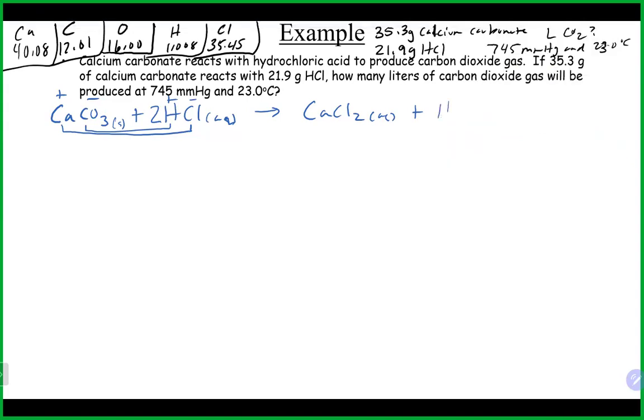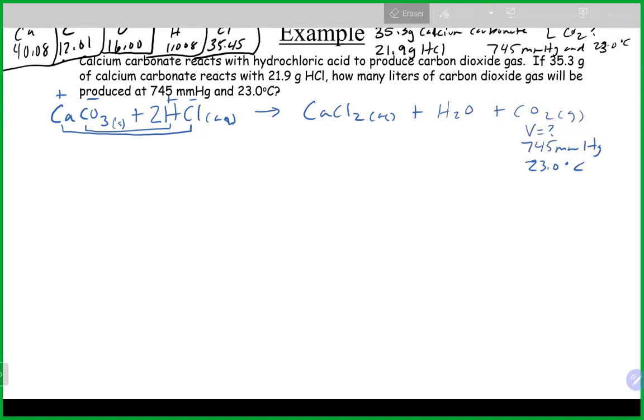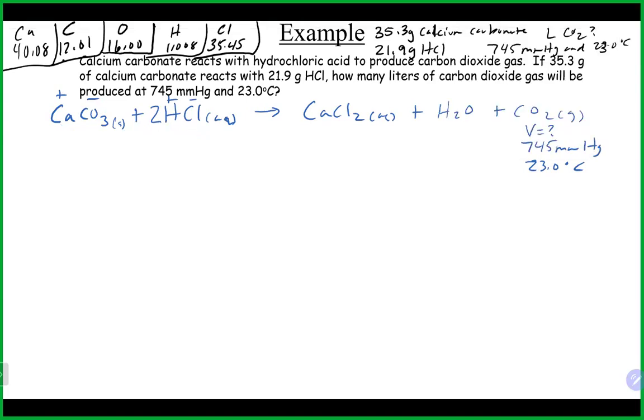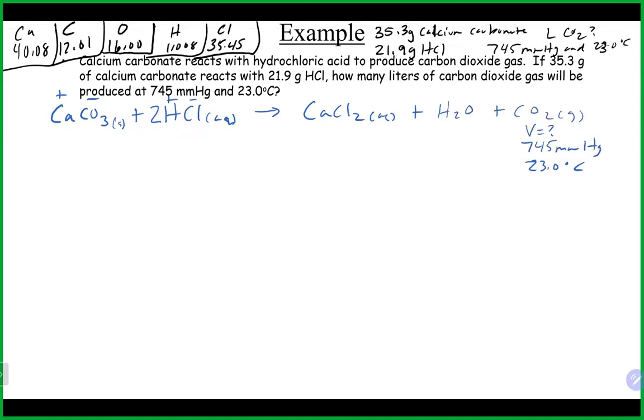All right, so now that we have the balanced equation, we are interested in the volume of this, obviously at 745 and also 23 degrees Celsius. In this case, though, we are starting with grams of our calcium carbonate, which is 35.3.